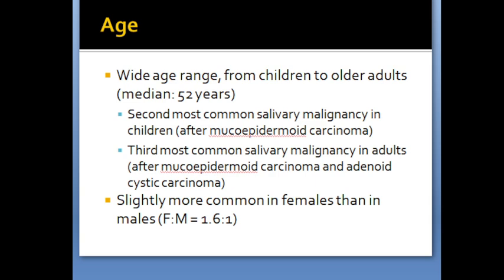It is the second most common salivary malignancy in children after mucoepidermoid carcinoma. Acinic cell carcinoma is the third most common salivary malignancy in adults after mucoepidermoid carcinoma and adenoid cystic carcinoma. Acinic cell carcinoma is slightly more common in females than in males. The ratio is 1.6 to 1.